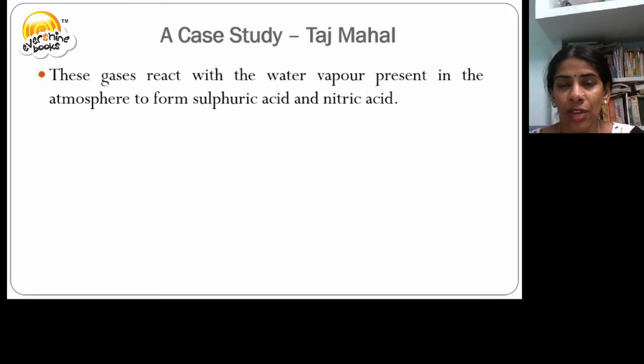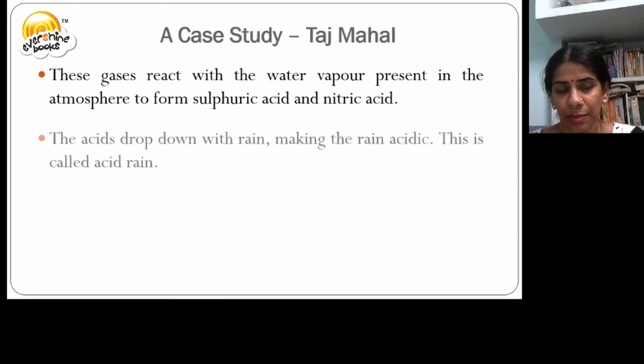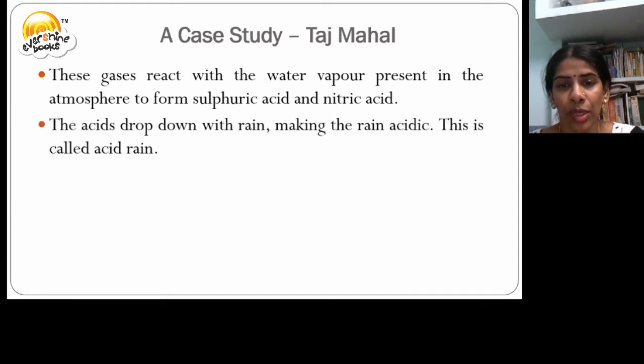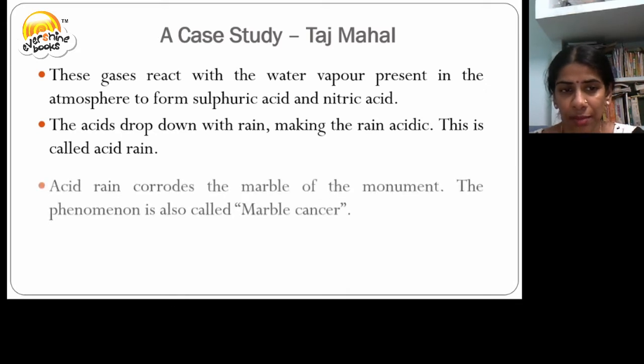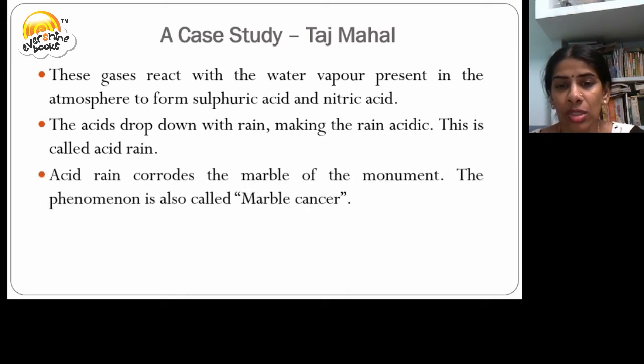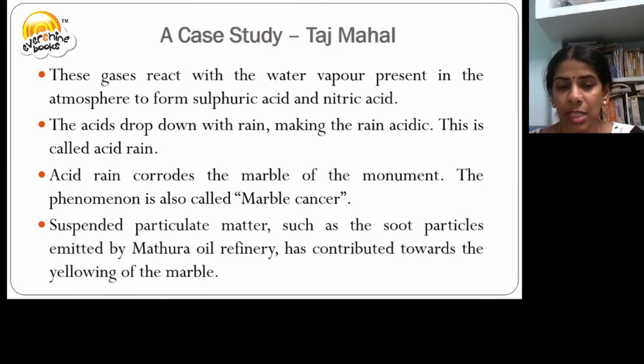These gases react with the water vapor present in the atmosphere to form sulfuric acid and nitric acid. The acid dropping down with the rain makes the rain acidic, and this is called acid rain. This acid rain corrodes the marble of the monument, and the phenomenon is called marble cancer. The suspended particulate matter, such as soot particles emitted by the Mathura oil refinery, has contributed towards the yellowing of the marble.